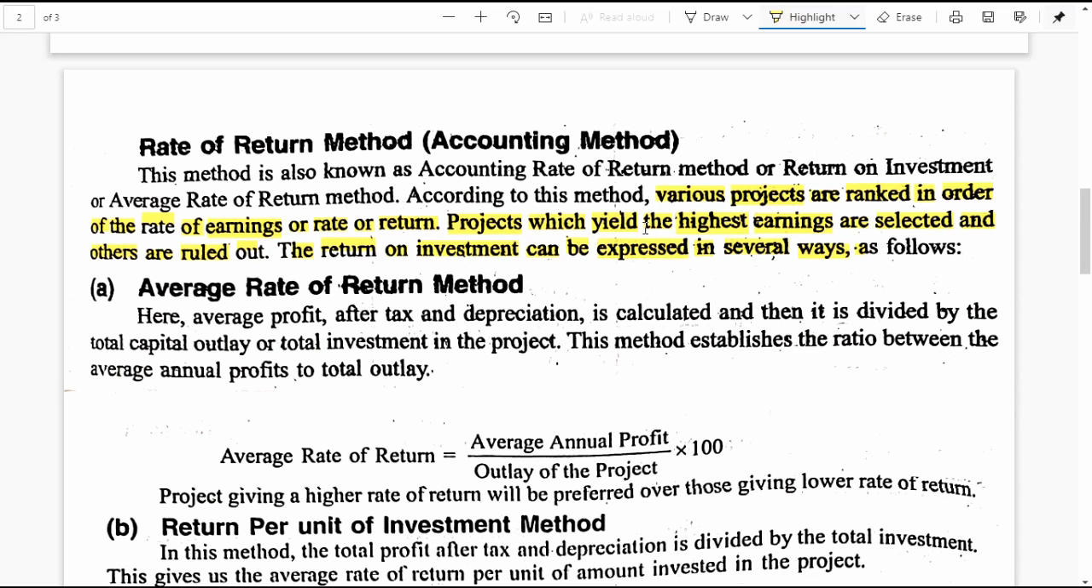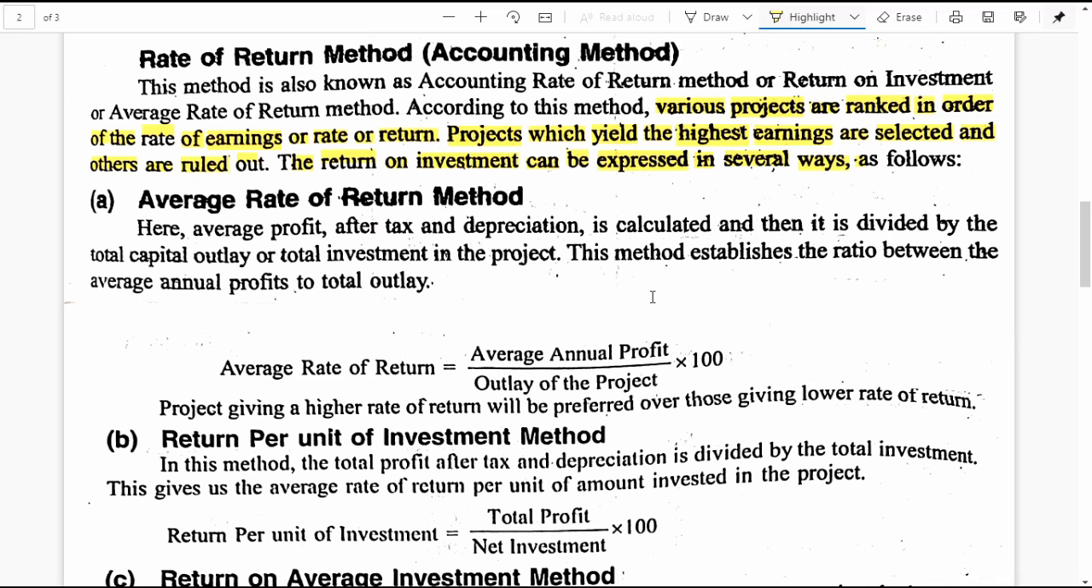So using the ARR method, a business enterprise could rank the alternative projects according to the accounting rate of return each project is going to generate if implemented. That is the idea. Accounting rate of return method is also one of the traditional methods of capital budgeting because it doesn't consider the time value of money. It considers only the accounting profit for calculation of rate of return, and the projects will be ranked one after the other based on the rate of return.